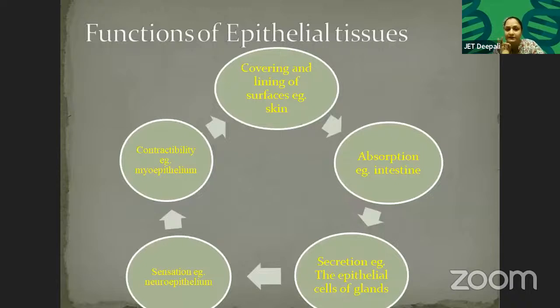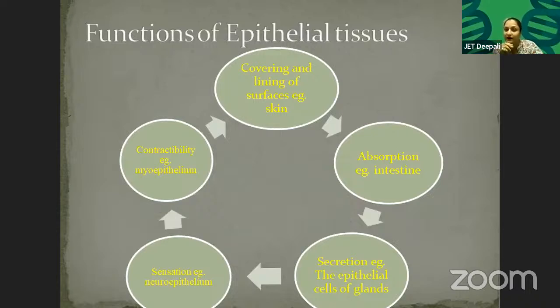Functions of epithelial tissue. Covering and lining of surfaces, for example skin. Your skin is covering your body. Absorption, for example intestine, which performs the function of absorption of food. Second is secretion, for example the epithelial cells of glands.